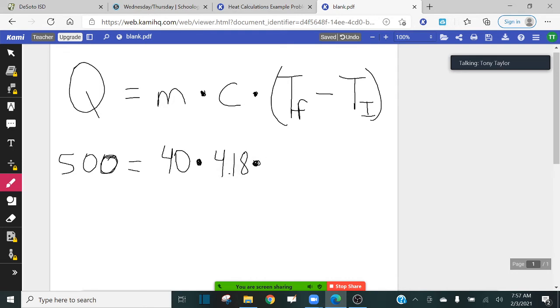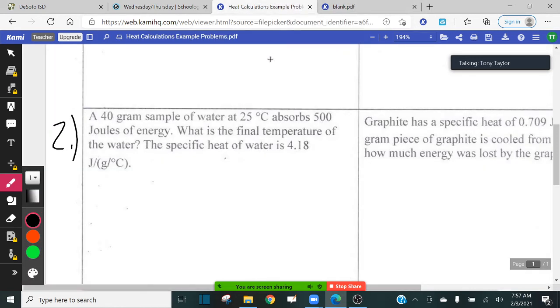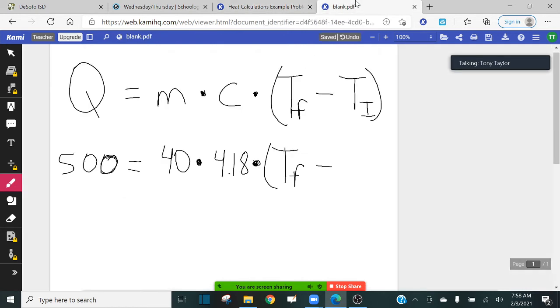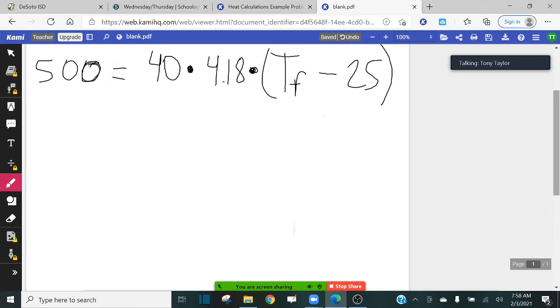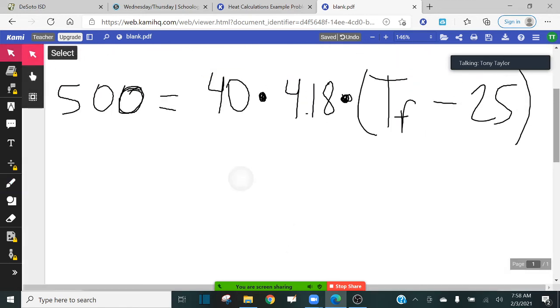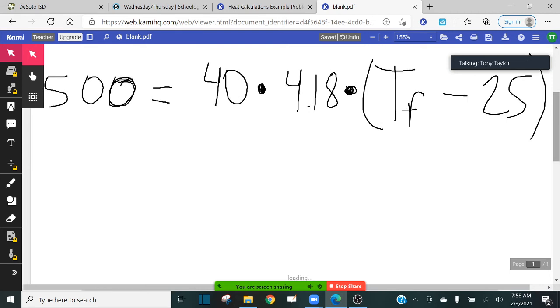All of that gets multiplied by final temperature, which is what we're looking for, minus the initial temperature. What is the initial temperature of the water? We're given that. It says the sample of water was at 25 degrees Celsius. So that's the initial temperature of the water. Okay. So guys, we need to be able to solve this equation for final temperature. We need to get final temperature by itself. This is going to take some significant algebraic steps. So I want to go through the algebra with you guys.